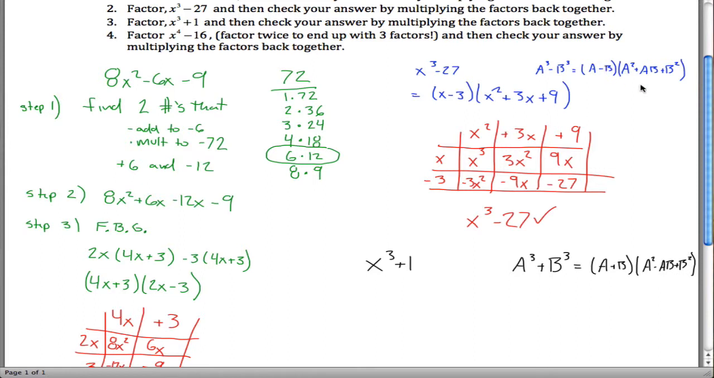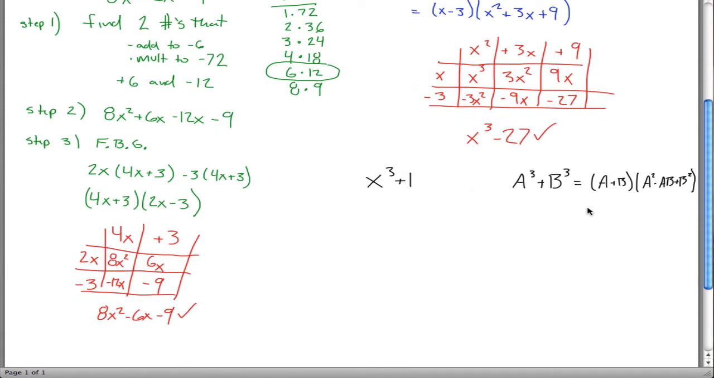The way you can remember that is just like up here. These two are the same, just like these two are the same. And then these two are different, just like these two are different. And then this one's always positive. Talking about the signs there. So I can apply this formula with a is equal to x and b is equal to 1 and get that I got x plus 1 times x squared minus 1x plus 1.